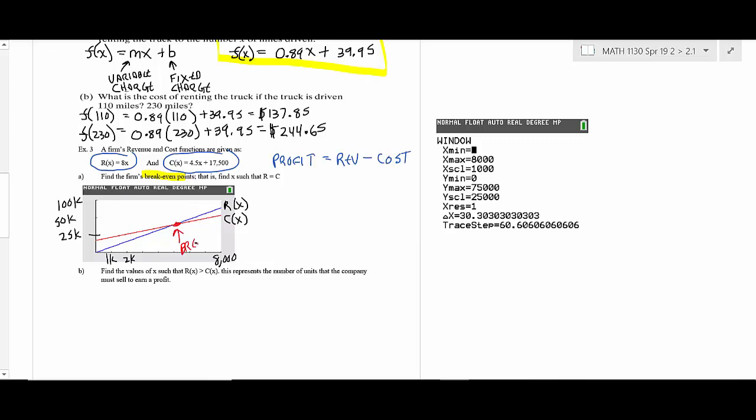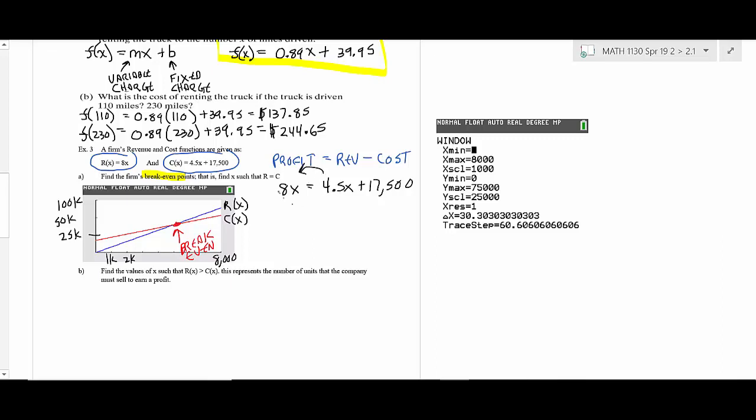And what you need to do to find that break-even point is you just set these two equations equal to each other and solve the equation. So when you do this, just do the 8x equals 4.5x plus 17,500, and then that'll give you the x value where it breaks even, okay? So that's a pretty simple equation to solve.